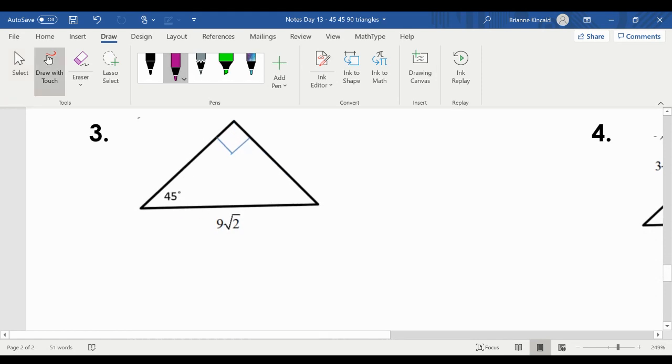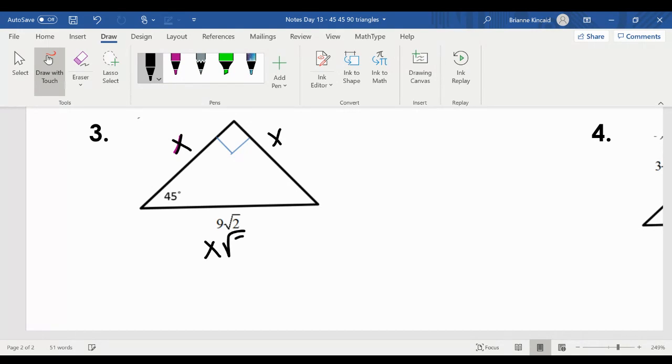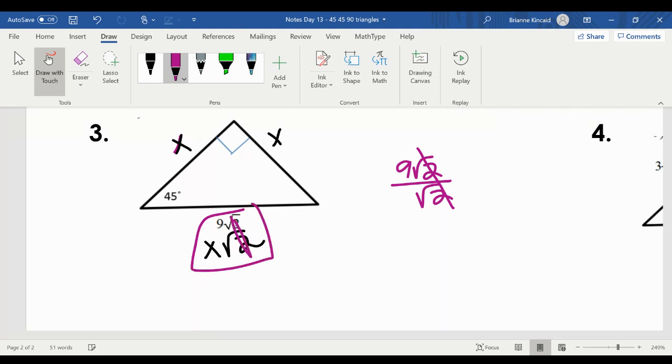For example 3, once again, I'm going to label x, x, and x radical 2. This is one of those problems, you're given the hypotenuse, you know you need to divide by radical 2 to find the legs. The radical 2's are going to cancel, which makes sense because if you look at this format, here are your radical 2's, x equals 9. So each side is going to be 9.